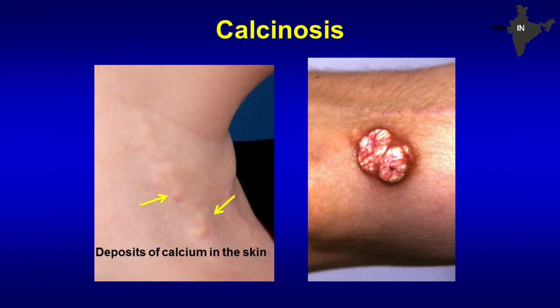Calcinosis can be either under the skin, as on the left, or exophytic on the right, and these are very characteristic also in dermatomyositis, although more common in pediatric or juvenile dermatomyositis. So I just want to review a typical case.